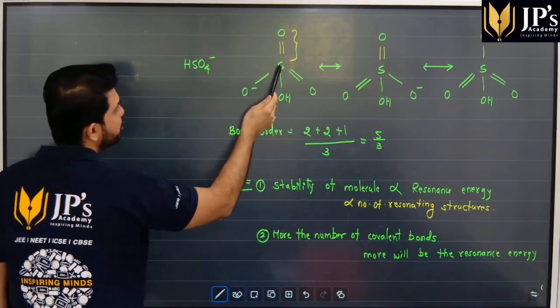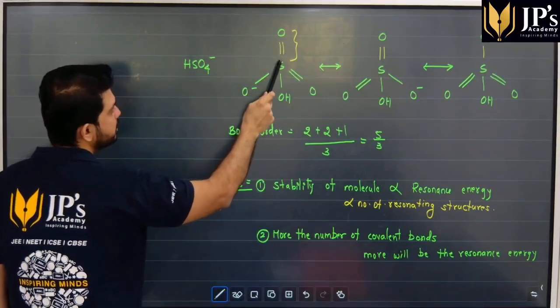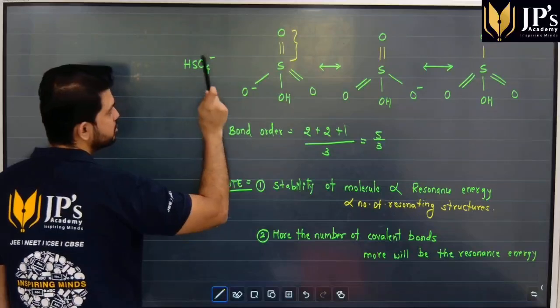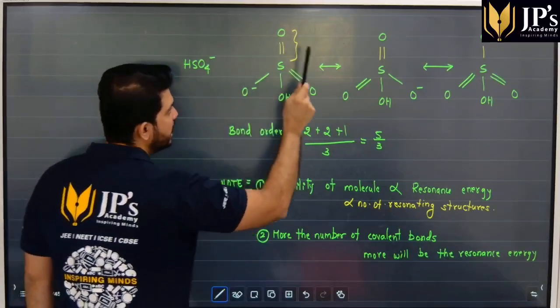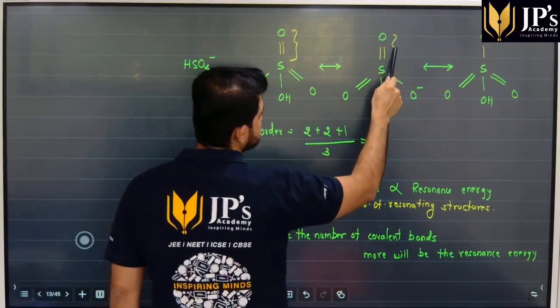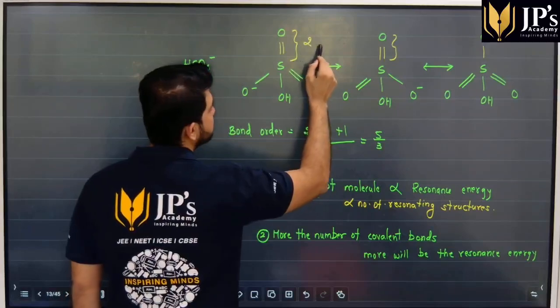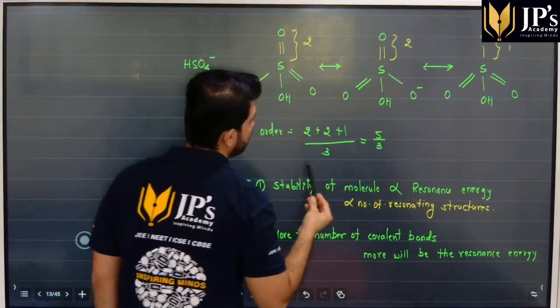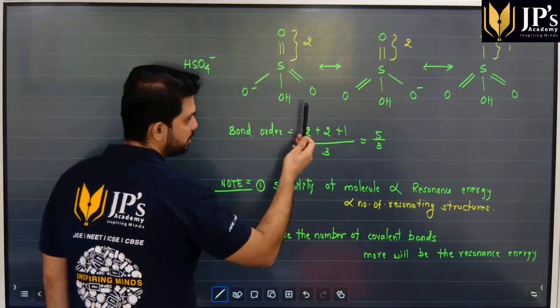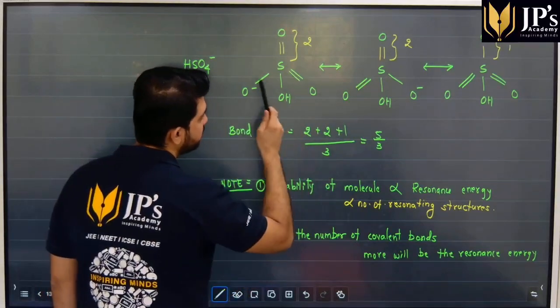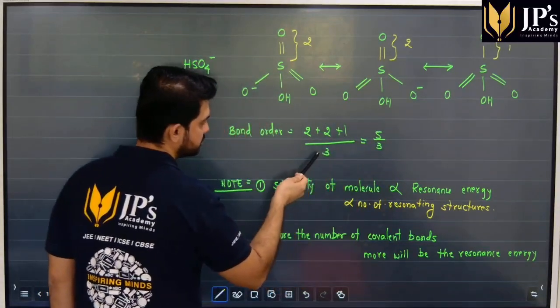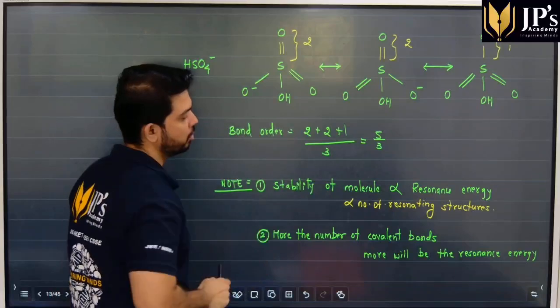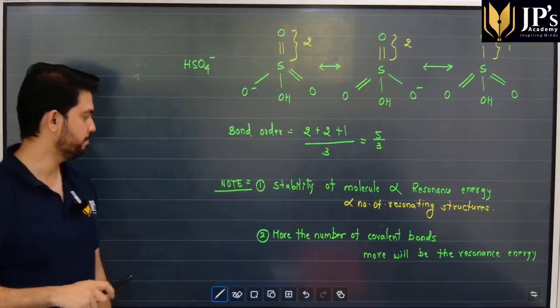तो यहाँ पे if I observe ये जो yellow bonds दिख रहे हैं, so between sulfur and oxygen in the first resonating structure there is a double bond. In the second resonating structure there is again a double bond, and in the third structure, students, I see that there is a single bond. So 2 plus 2 plus 1 number of bonds को sum कर दिया, divided by there are 3 resonating structures, by 3, so the bond order is 5/3.